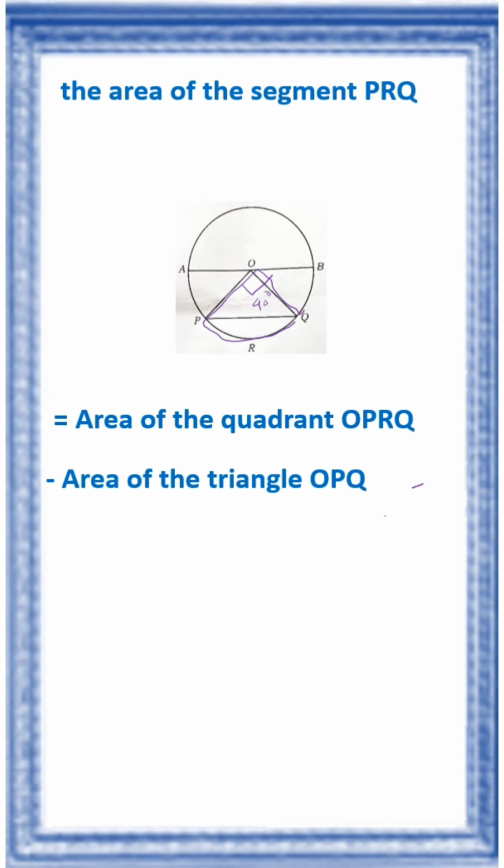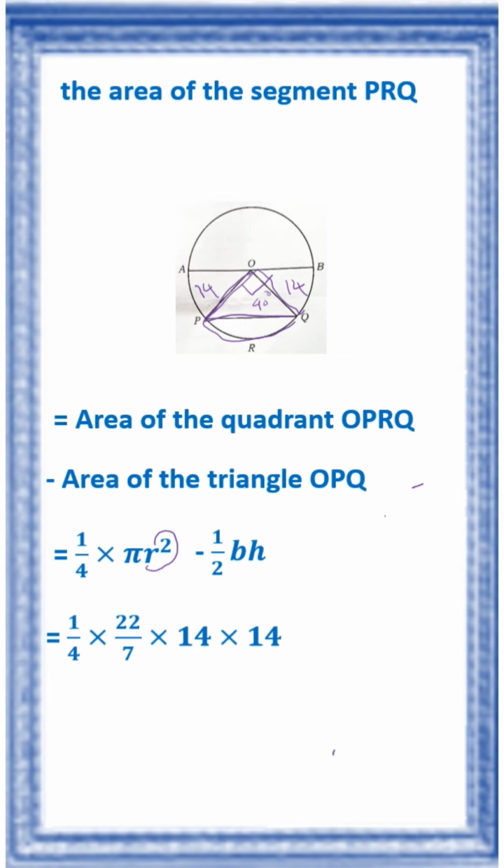Area of the segment PRQ is equal to area of the quadrant, this is the quadrant because this angle is 90 degree, OPRQ minus area of the triangle, this triangle OPQ. Now we know that area of the quadrant is equal to 1 by 4 pi r square. Area of the triangle is equal to half into base into height. Here radius is 14 centimeter. This is also 14 centimeter. This is also 14 centimeter. Pi is 22 by 7.